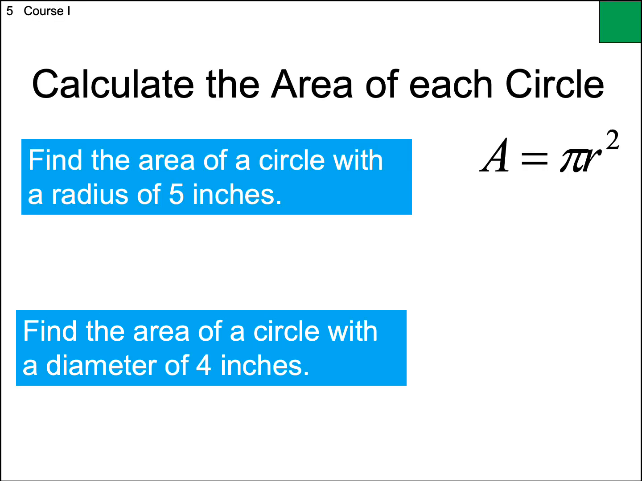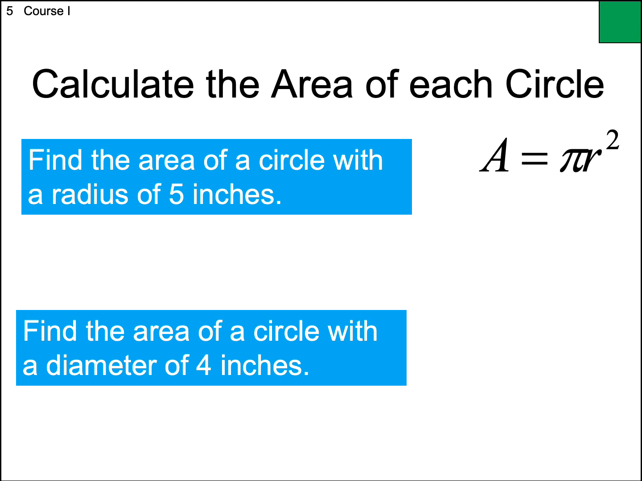Do box 5. This is the next question in the Google Forms. Do box 5 here. There are 2 questions there. Answer both. Pause the video. Type them into Google Forms. Come back for the answer. How'd you guys do? Cool? All right. Let's check our work.